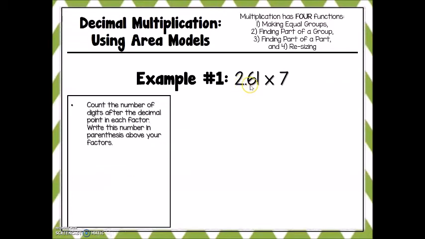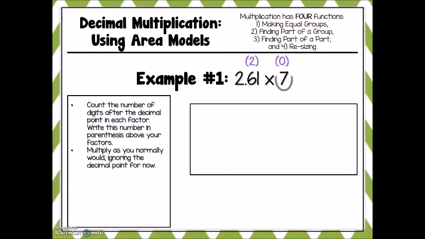So in 2 and 61/100ths, I see 2 digits after the decimal point, the 6 and the 1. But in my whole number 7, I don't have any digits after the decimal point. So I'll put a 2 above my first factor and a 0 above my second factor. Now, I'm going to pretend like the decimal point doesn't even exist in this problem.